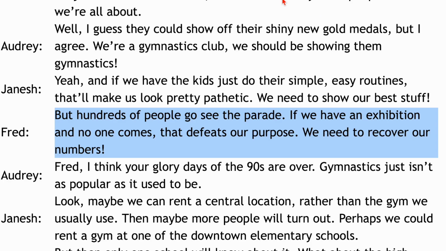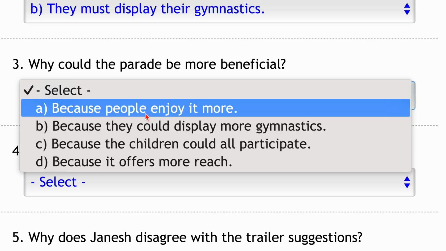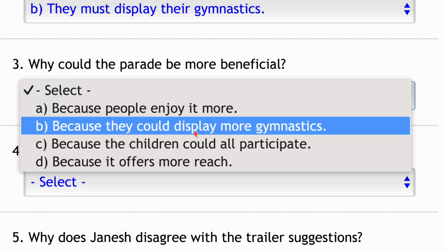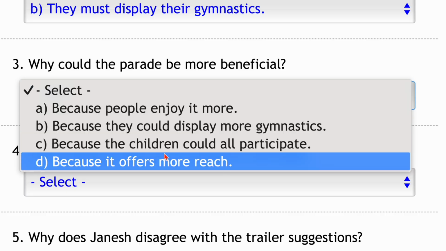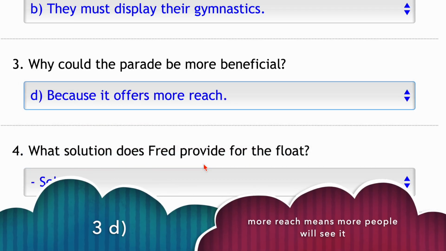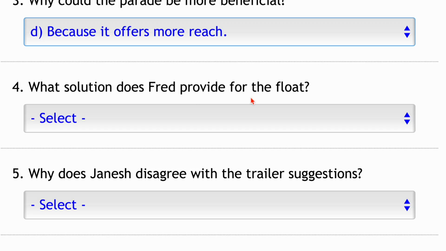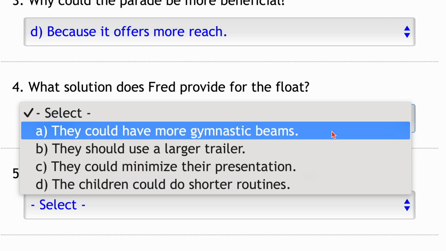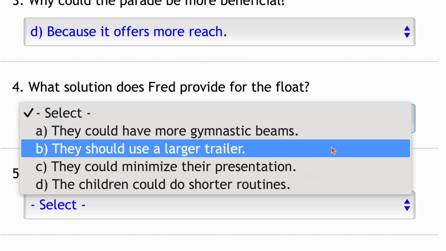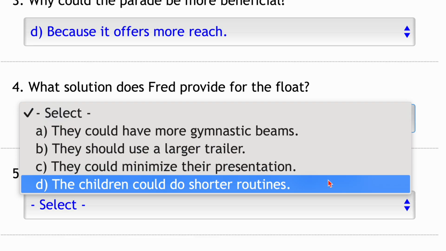Hundreds of people go. I saw an answer like that. Not enjoy it more, not display more. So it looks like more reach. Because it offers more reach means more people will go and see it. Okay. Number 4, what solution does Fred provide for the float? They could have more gymnastic beams. They should use a larger trailer. They could minimize their presentation. The children do shorter routines.